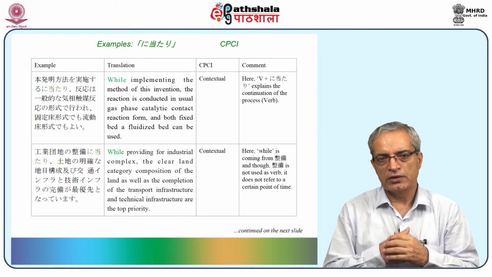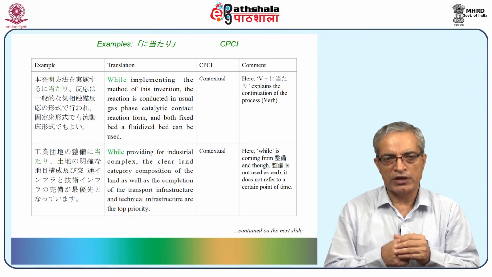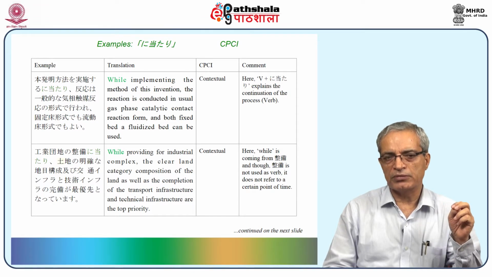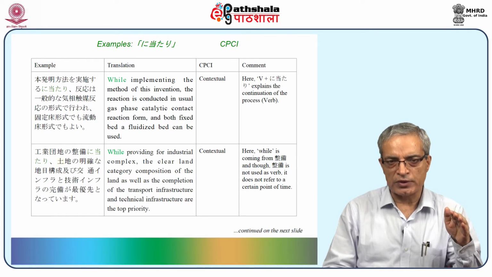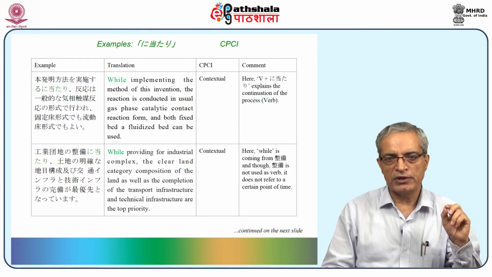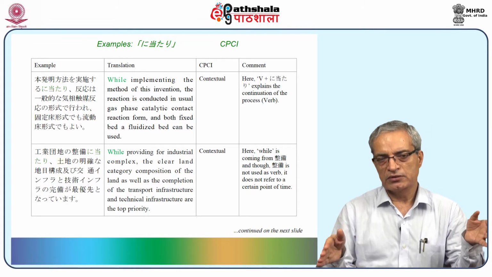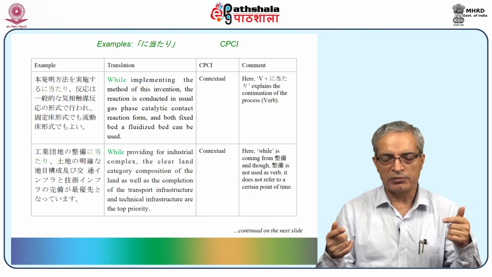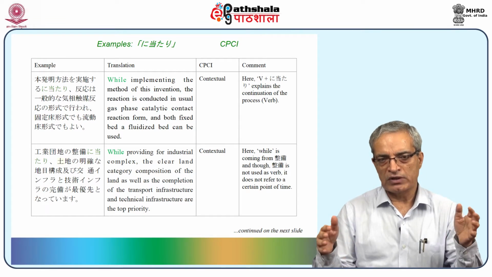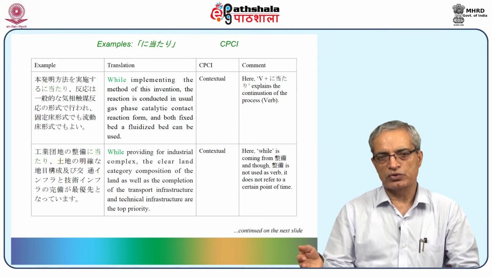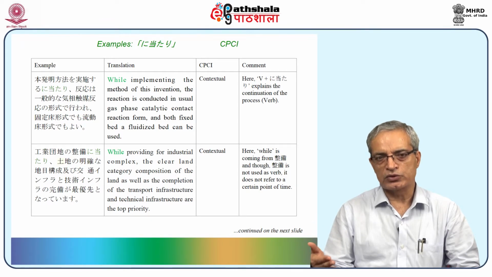Let's see the other example. Kogyo danchi no seibi ni atari tochi no meikaku na jimokose oyobi kotsu infra to gijutsu infra no kanbi ga saiyusen to nattemasu. Saiyusen to nattemasu is fine, that's its top priority. So while providing for industrial complex, or while providing the industrial complex, both could be fine. While providing for industrial complex gives a sense that whatever is required for the complex is being provided, and while providing industrial complex means tekyo suru, so providing. So while providing for is closer to ni atari, so it is coming as contextual because of seibi.